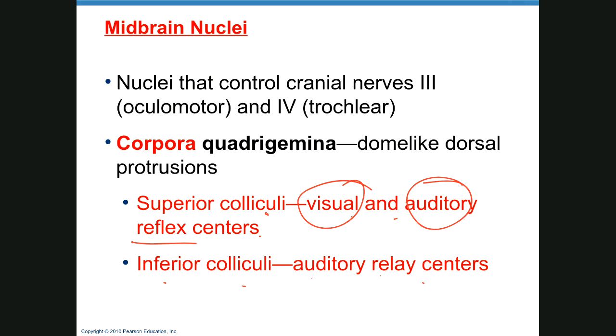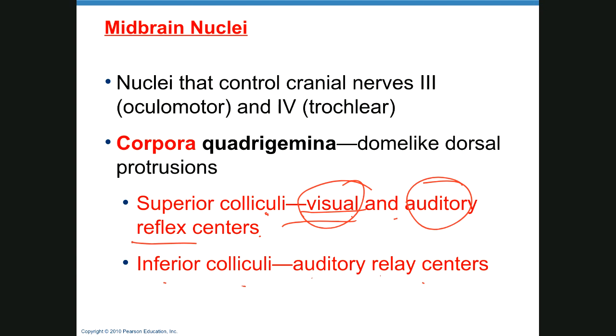Visual reflexes. If somebody shines a bright light on your eyes, two things are going to happen. Your pupils will constrict and your neck muscles will contract and you will move your head away from the source of bright light. Both are reflexes. Both are put together by the superior colliculi.